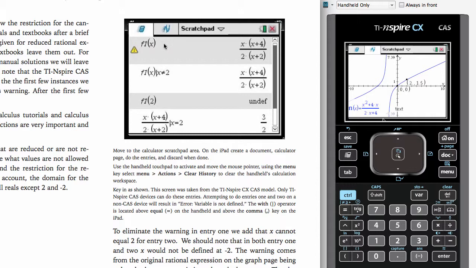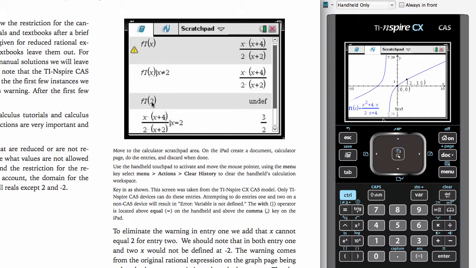So when we type the f1 of x, even though we typed the thing in with x cubed, it came back with a warning saying that the domain of this answer may be larger than the domain of this answer. So if we want to get rid of the warning, we type in that x is not equal to 2. And if we type in x is not equal to 2, then we no longer get the warning.